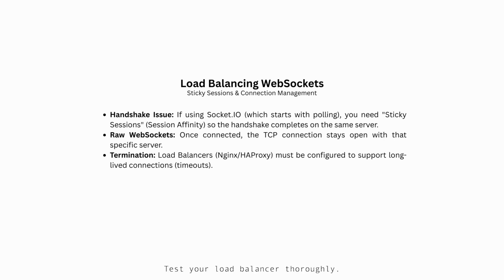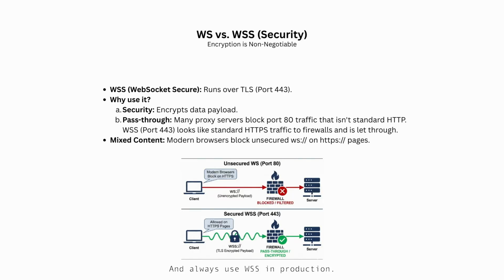Test your load balancer thoroughly and always use WSS in production. Always, no exceptions. WSS is WebSocket Secure, WebSocket over TLS running on port 443. It's non-negotiable because first, it gives you security. Without encryption, anyone on the network can read your WebSocket messages. Chat, game moves, financial data will all be exposed.